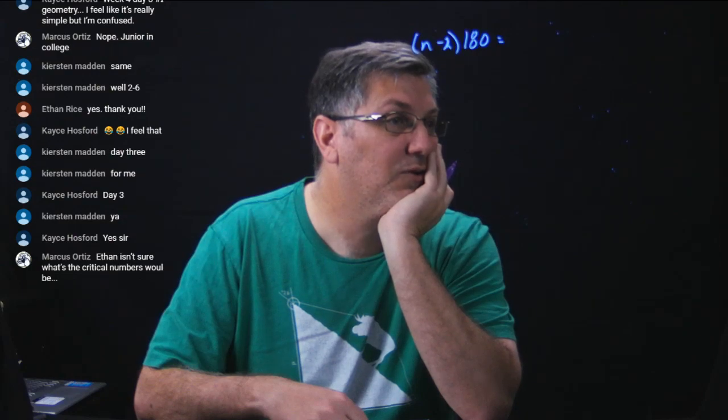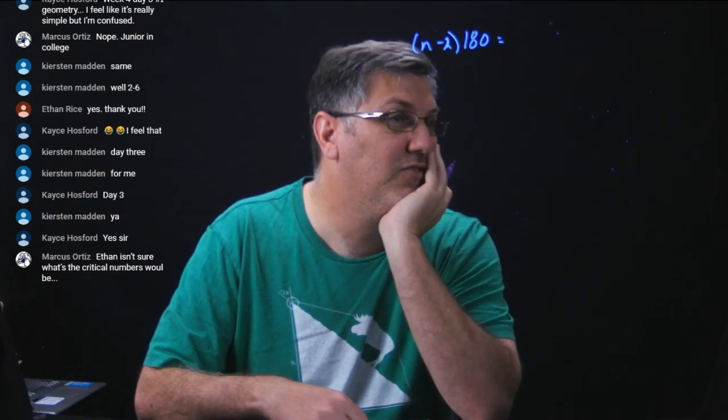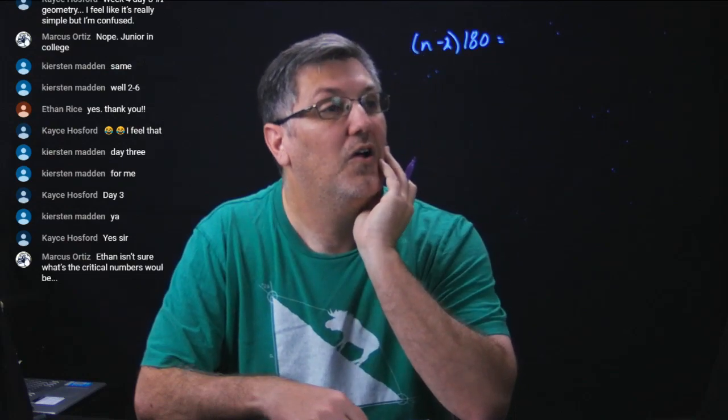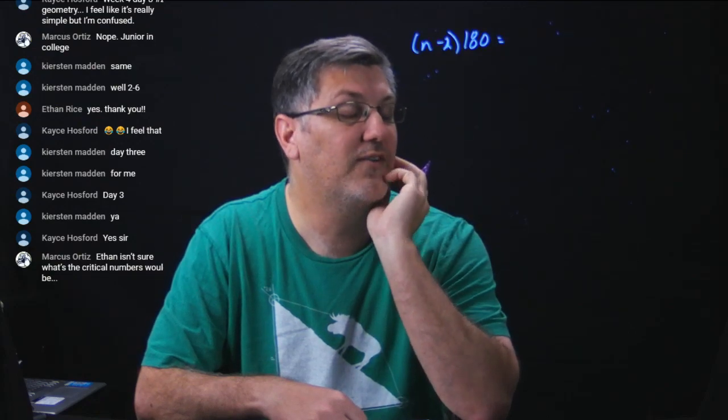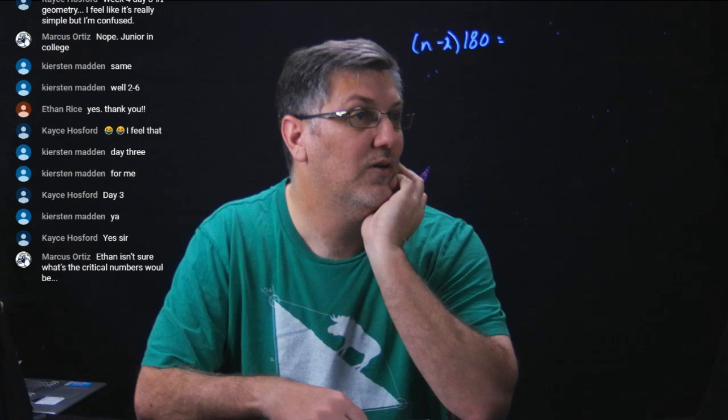Ethan isn't sure what the critical number would be. It should be 0. That's your critical value. It's when you set your derivative equal to 0. That is a critical value. That's actually where, in fact, there's a change of concavity at 0.